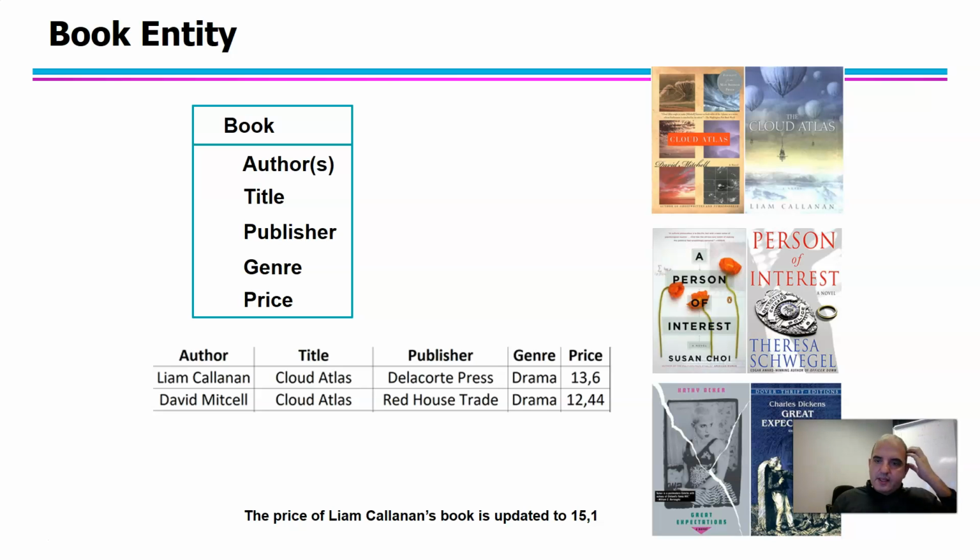So, okay, let's ask our boss to update the query, and now it says the price of Liam Cullen's book is updated. That's nice, because if we have two books, and the author of one is Liam Cullen, then that one is updated. But what if the same author has another book too? What can we do now? It is very hard. Which one to update?